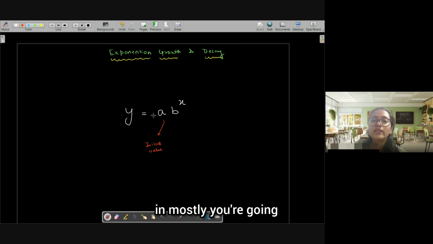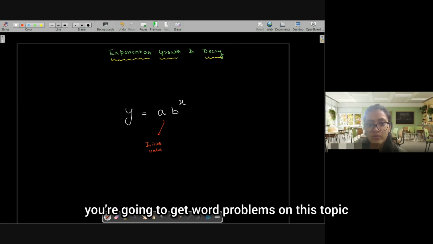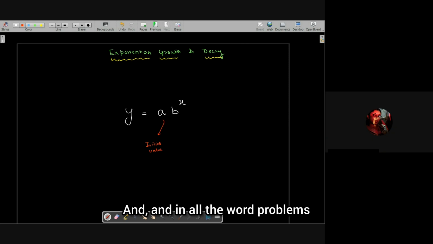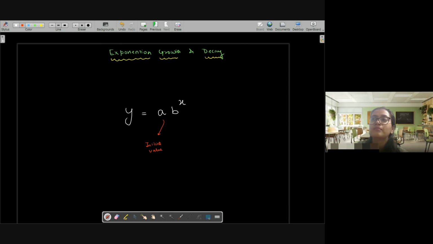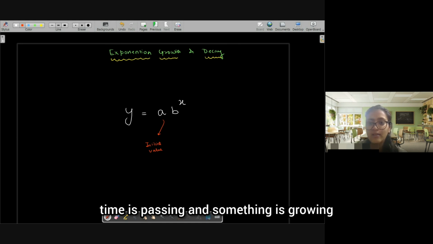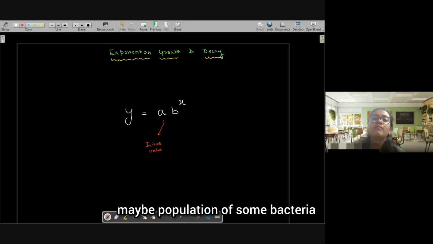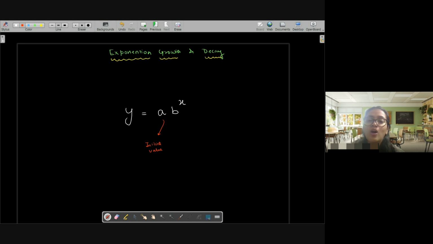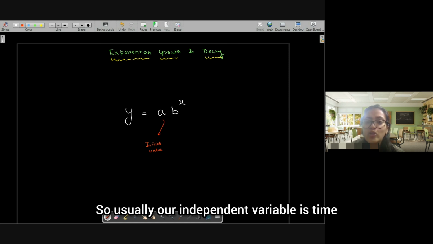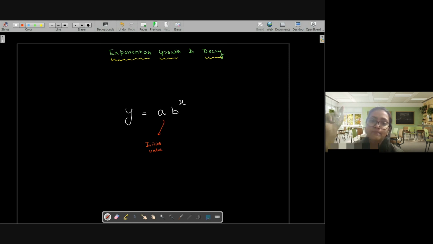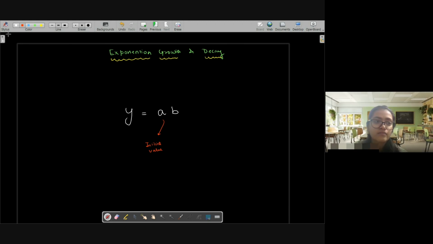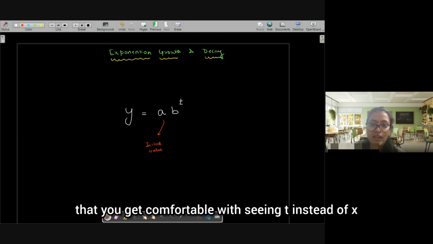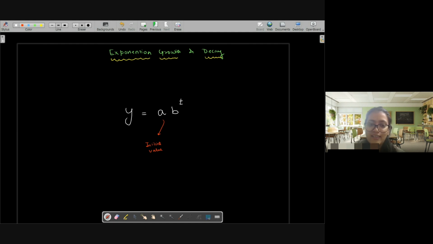Mostly you're going to get word problems on this topic. In all the word problems, basically they're dealing with a certain period of time, like time is passing and something is growing, maybe the population of some bacteria, or something is decaying. So usually our independent variable is time. In most cases you will see t instead of x, so I'll just take t so that you get comfortable with seeing t instead of x.